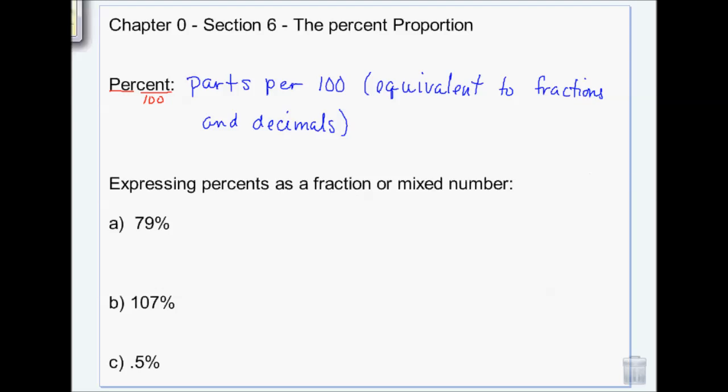So we can convert a percent to a fraction or a mixed number. We can either move the decimal place and turn it into a decimal and then go from there to turn it into a fraction, or we can just use the fact that it's per 100 and go straight from the percent to the fraction. So what you do is place the percent over 100 and then reduce. So 79% is 79 over 100. This won't reduce, so you're done.